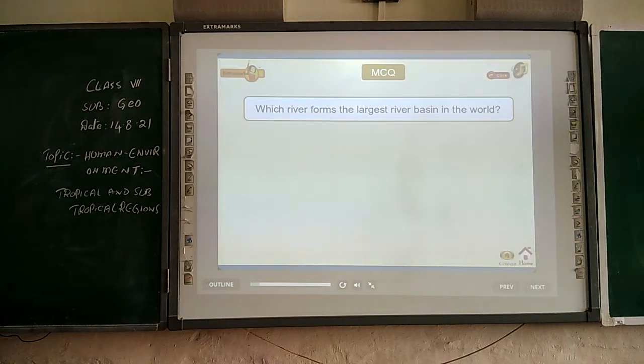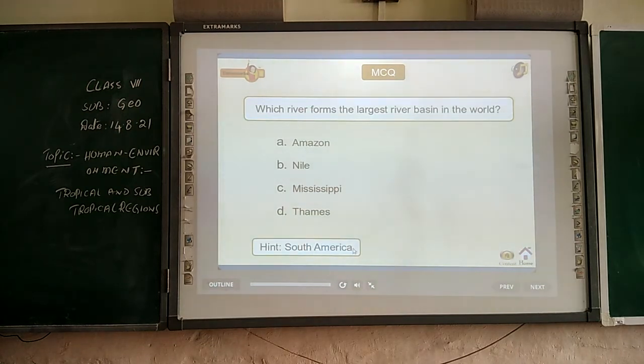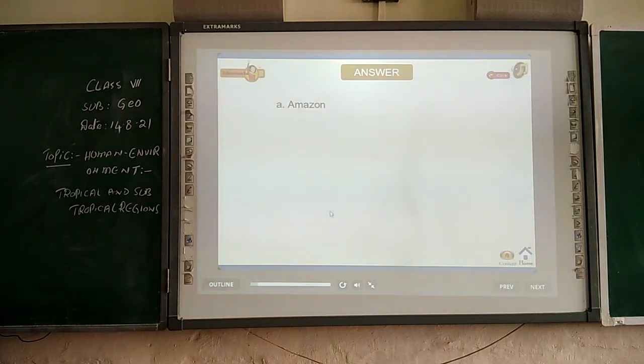Test yourself. Which river forms the largest river basin in the world? The options are A. Amazon, B. Nile, C. Mississippi, or D. Thames. The answer is Amazon, which is located in the continent of South America. The answer is A. Amazon.